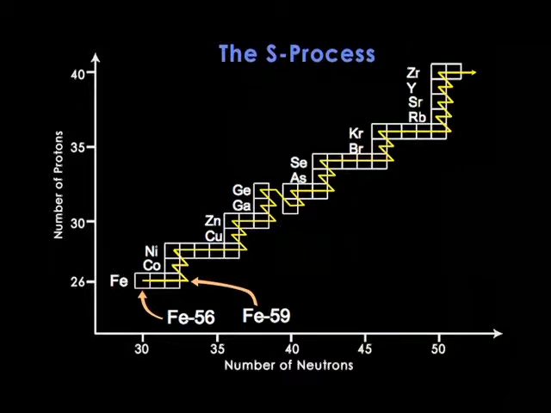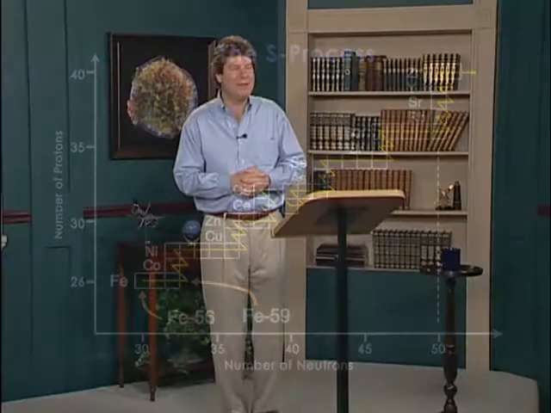Now, as we move up this path, a fascinating thing occurs. When we get to 50 neutrons, the elements begin to build up. Basically, they don't like to absorb another neutron. And when they do, they quickly decay back to the next element up, keeping the number of neutrons at 50. Now, why do nuclei like to have 50 neutrons and not 49 or 51? Well, the answer is really quite delightful.